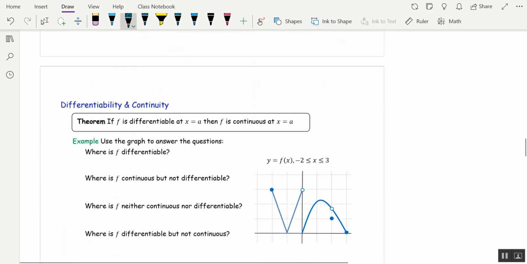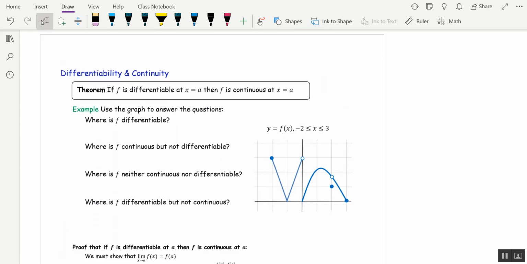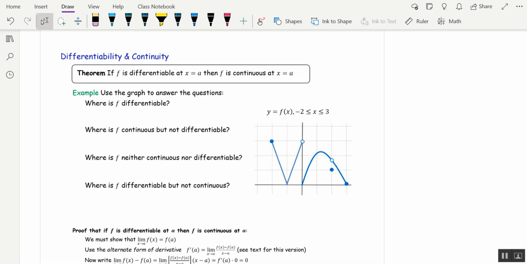Okay, we're going to end up with a big theorem on differentiability and continuity. If a function is differentiable, then it's continuous. So differentiability is stronger than continuity. It doesn't go the other way, as this example illustrates. So we're going to use the graph over here to answer these questions. Where's f differentiable? Okay, all x except, I want to look for the bad spots. Corners are bad, so that's at -1. Discontinuities are bad. I have a discontinuity at 0 and then at 2, because there's a hole at 2.